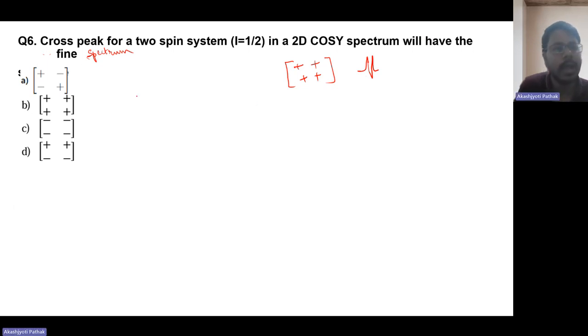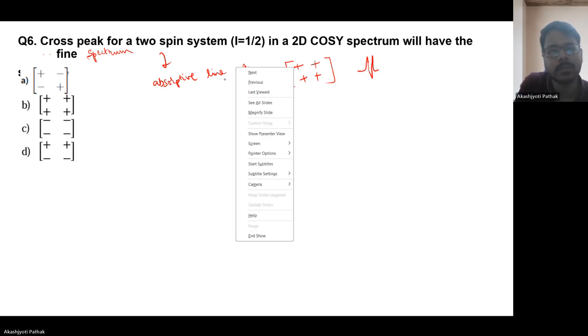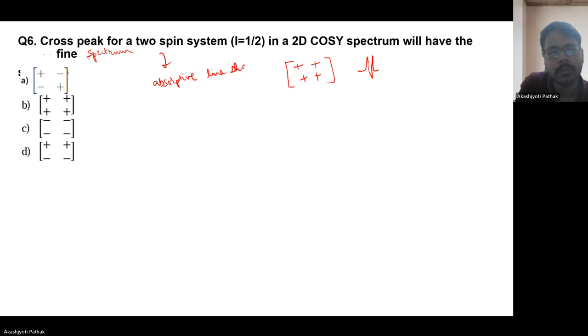But here you have been asked to determine the cross peak. So the fine structures that are present in the cross peak for a two spin 2D COSY spectrum have an absorptive line shape. Just now I was discussing that it has absorptive line shape, and they are all cosine terms. So they have absorptive line shape, and the sign is plus minus minus plus. So option A is correct.